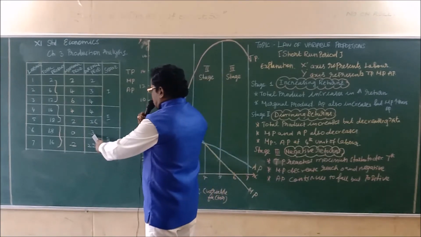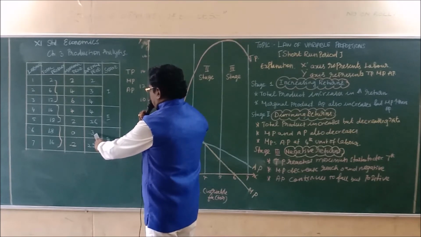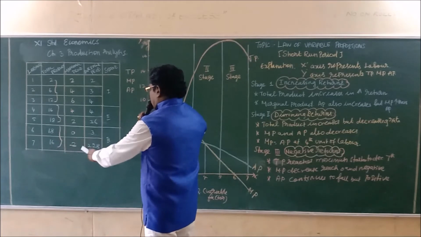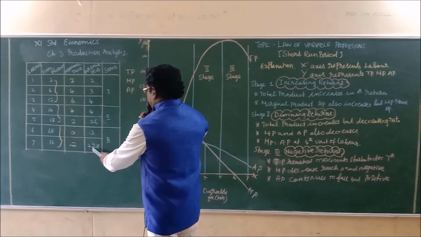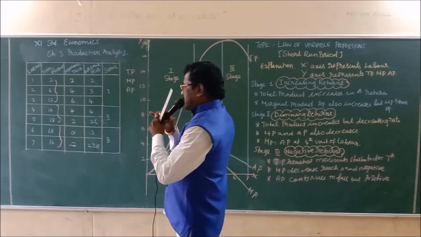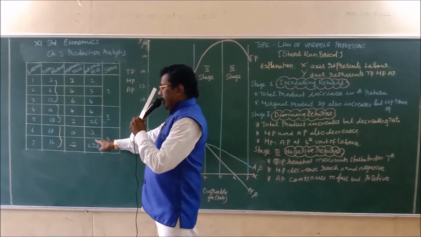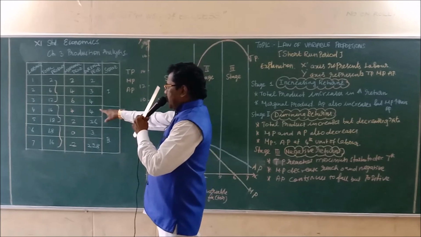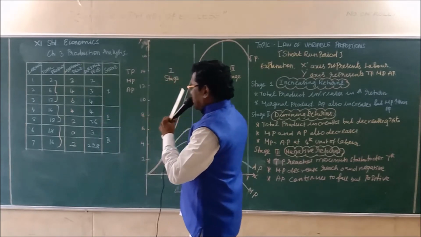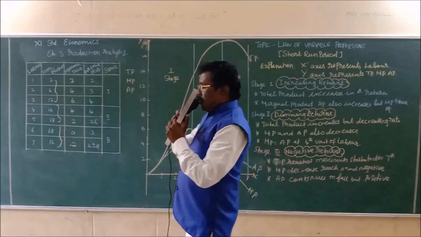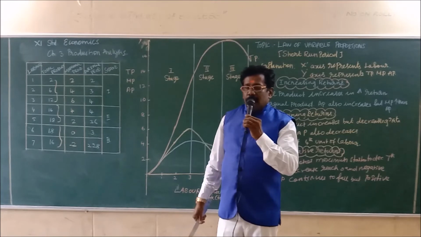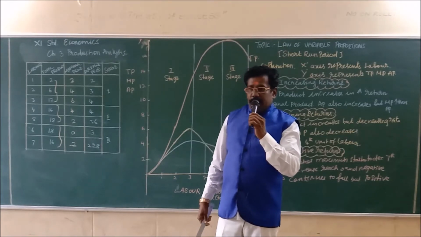Then implementing the 6th unit of labor, we get only 3 units of average production. Then again involving an additional unit, the 7th unit, we get only 2.28. That is why the third stage is known as negative returns. This stage is diminishing returns and the first stage increasing returns. So now you are very clear about the calculation of total production, marginal production and average production.